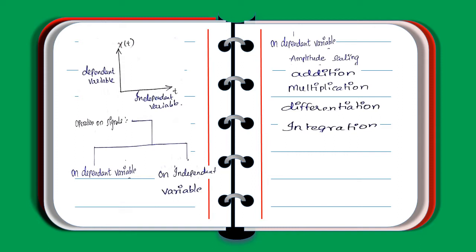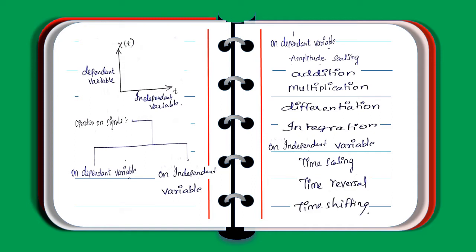In the case of independent variable operations, we have time scaling, time reversal, and time shifting. Now let us go to problems related to all these operations. Let us go to the first problem.